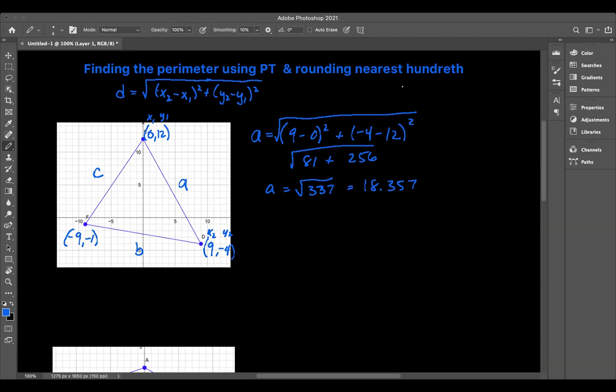It says round to the nearest hundredth. So where's the hundredths place? The hundredths place is the second place right after the decimal. So this is the hundredths place right here. To round to the nearest hundredth, you want to look at the number after that, the 7. If it's more than 5, round up. Less than 5, stay the same. So this 7 is more than 5, so I'm going to round this up to make it 18.36. The final answer for A would be 18.36. And that's how you would round up.